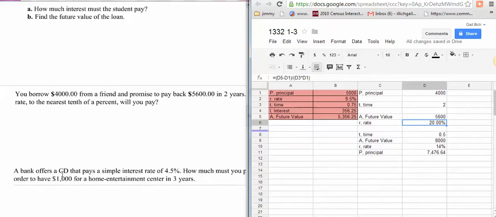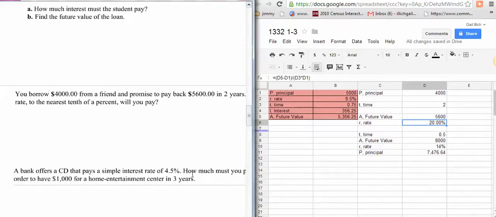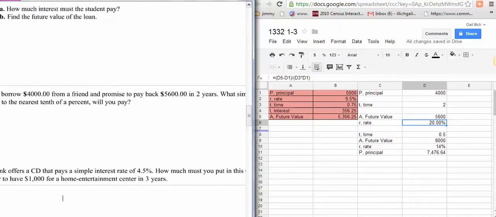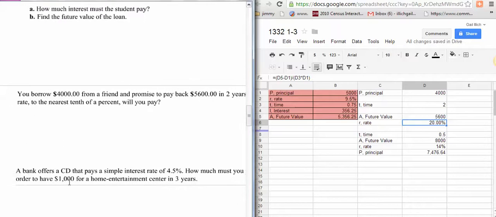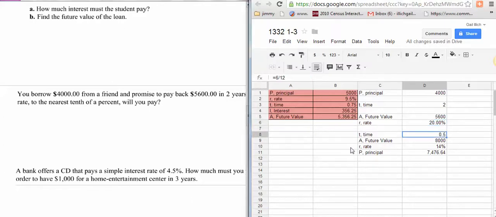Okay, now it says a bank offers a CD that pays a simple interest rate of 4.5%. How much must you put in the CD now in order to have $1,000 for a home entertainment center in 3 years? So this is really looking for a principal. How much do you need to initially invest? So that's an application of this third little program that we wrote.